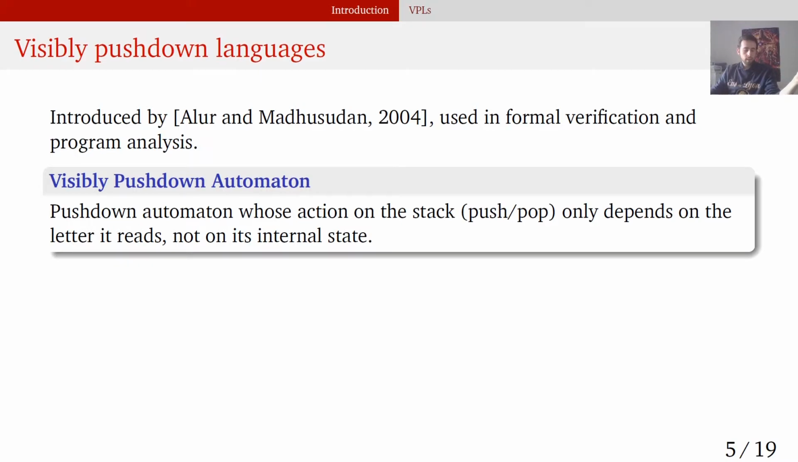And so, as I said, we apply this result on regular languages to another class of languages called the visibly pushdown languages, which were introduced in 2004 in the context of formal verification and program analysis. So visibly pushdown languages, or VPL for short, are languages recognized by visibly pushdown automata, which are just restricted pushdown automata in the following sense: the action that they take on the stack only depends on the letters that they read, not on their internal state.